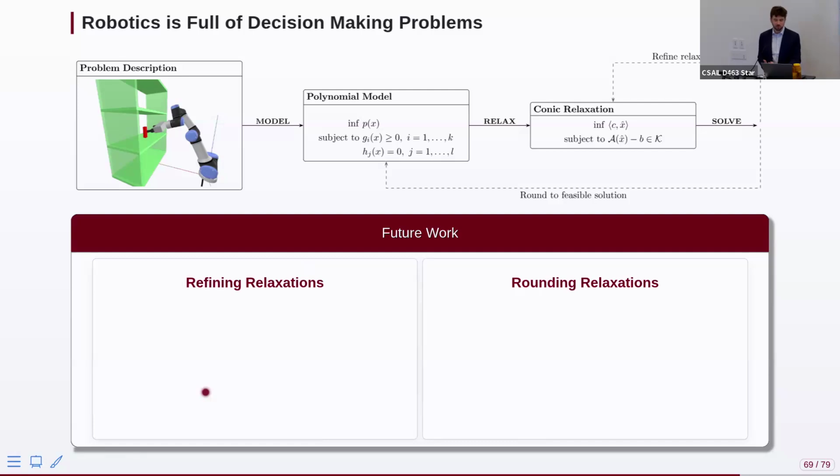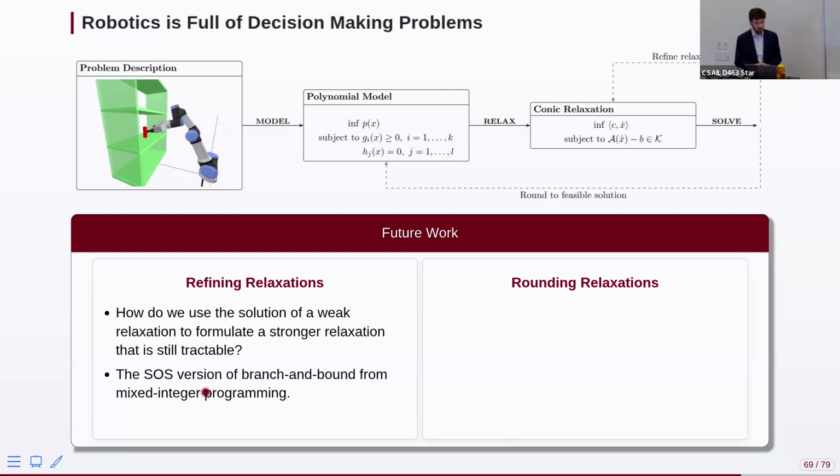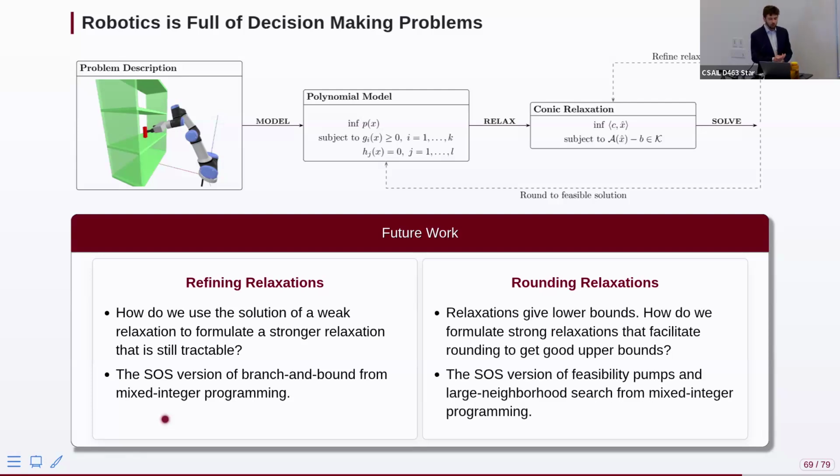In future work, I'd really like to focus on these other two arrows. How do I take an approximate solution and use it to refine the relaxation, which is, how do we use a solution of a bad or weaker relaxation to formulate a stronger relaxation that's still tractable? There are hints of this in the literature in other forms. For example, this happens all the time in mixed integer programming via things like branch and bound. On the other hand, what would be a way to avoid having to solve multiple relaxations? What is the sums of squares version of a feasibility pump or a large neighborhood search from mixed integer programming? Can we design strong relaxations that facilitate ways of rounding to good upper bounds?